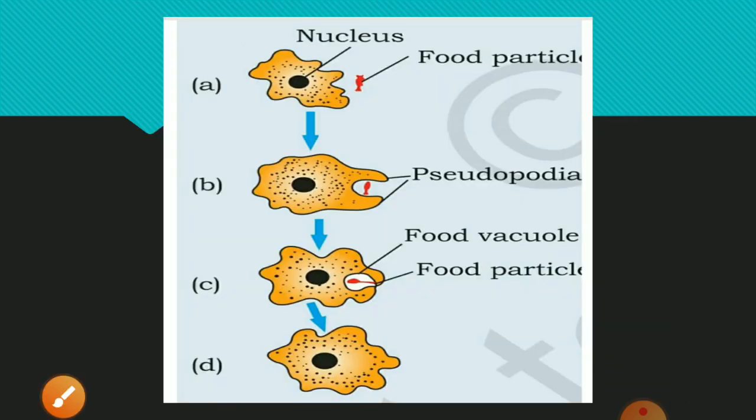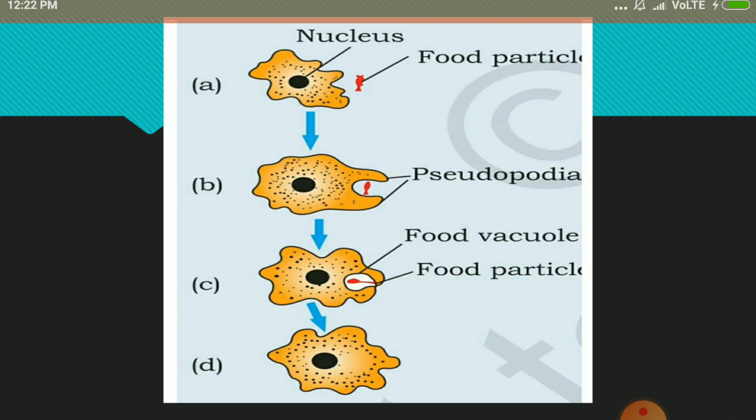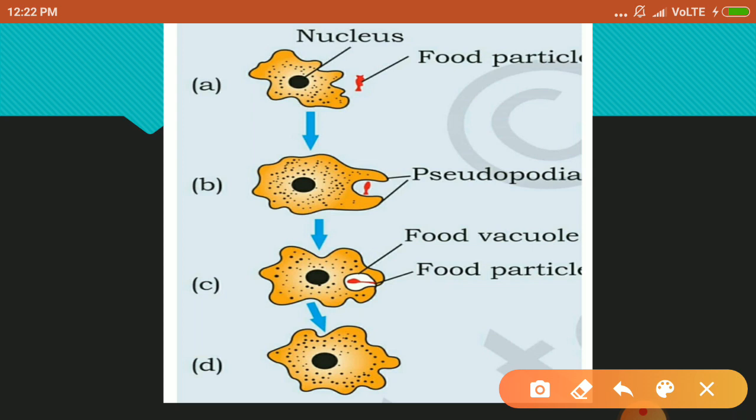Now, how heterotrophic mode of nutrition takes place in different animals. In your syllabus, amoeba, paramecium, and human beings are there. So first I am going to discuss heterotrophic mode of nutrition in amoeba. In single-celled organisms, the food may be taken in by the entire surface. For example, amoeba takes its food using temporary finger-like projections called pseudopodia.